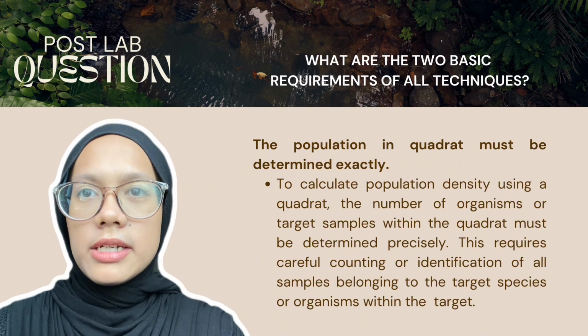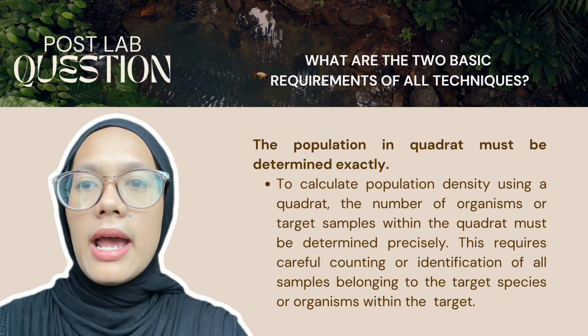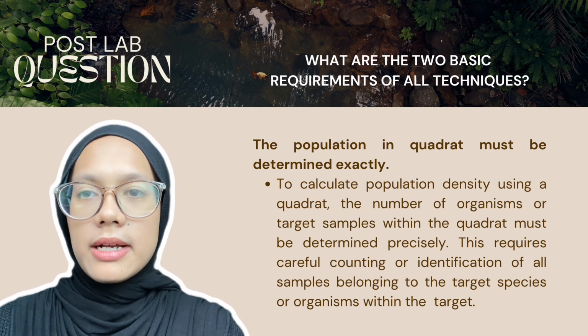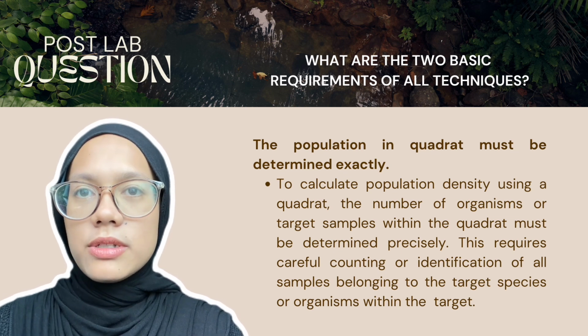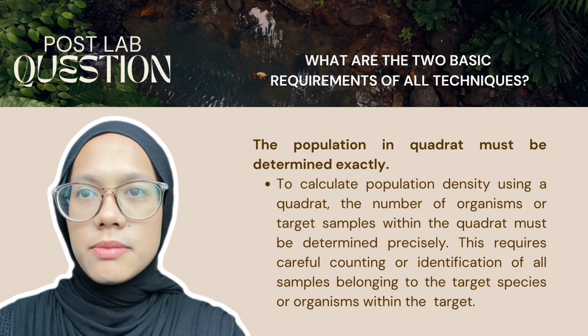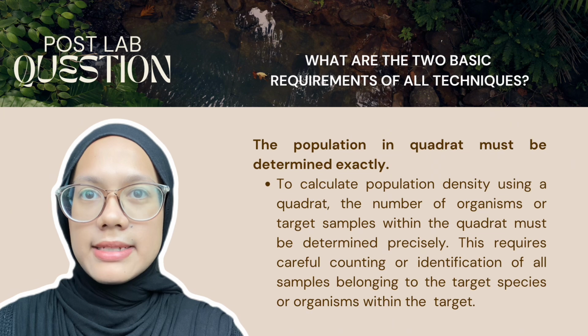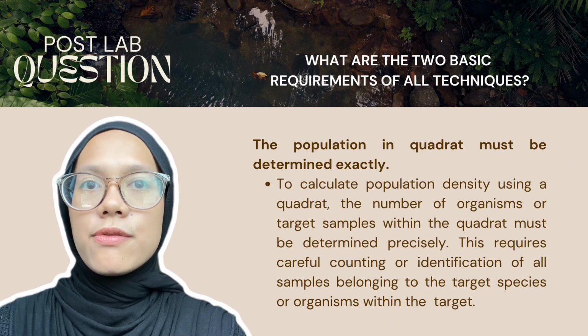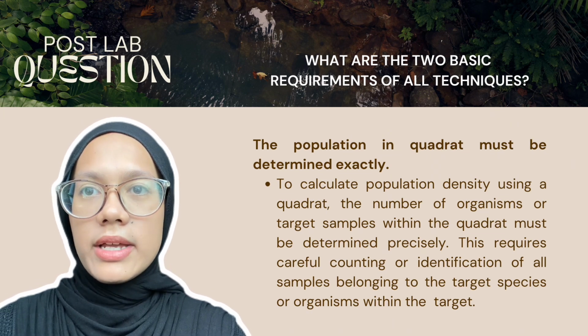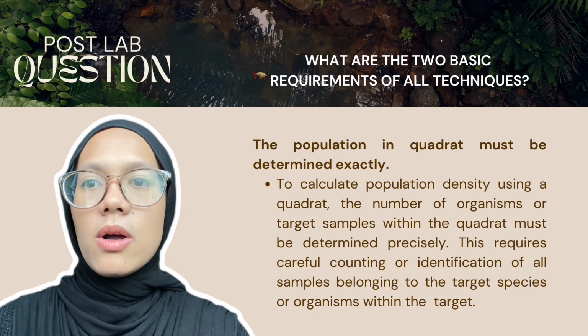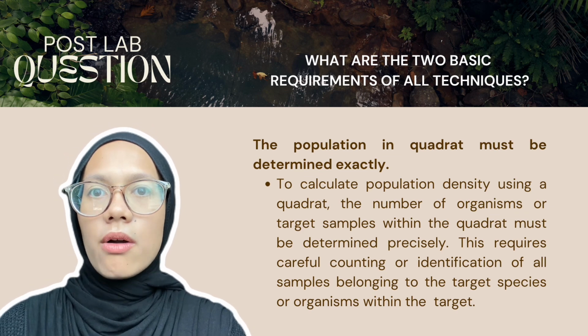Second, the population in the quadrant must be determined exactly. This is because to calculate population density using a quadrant, the number of organisms or target samples within the quadrant must be determined precisely. This requires careful counting or identification of all samples belonging to the target species or organisms within the quadrant.